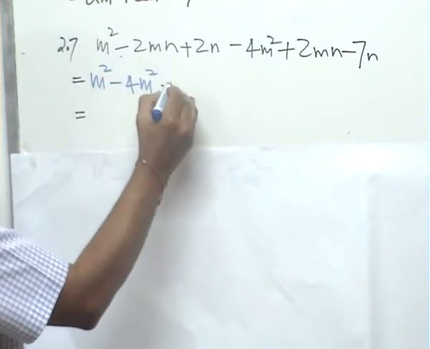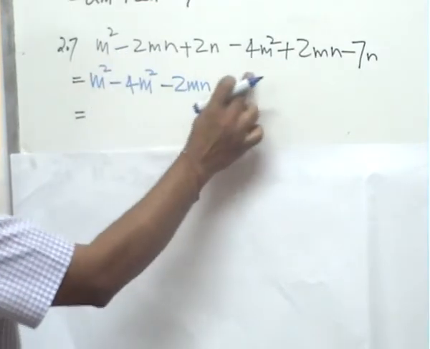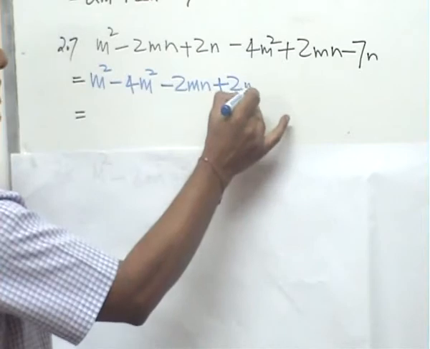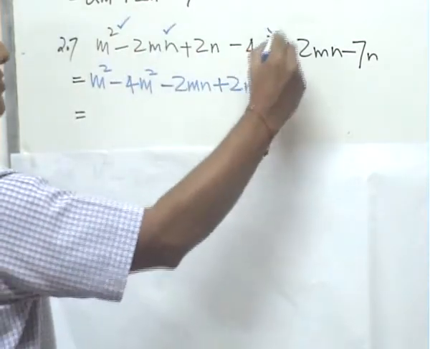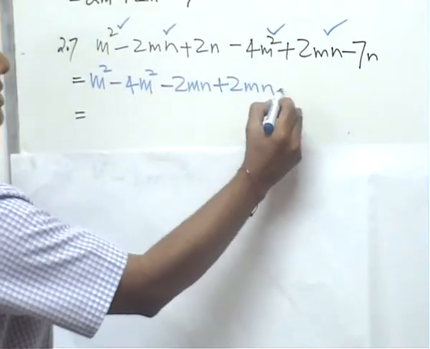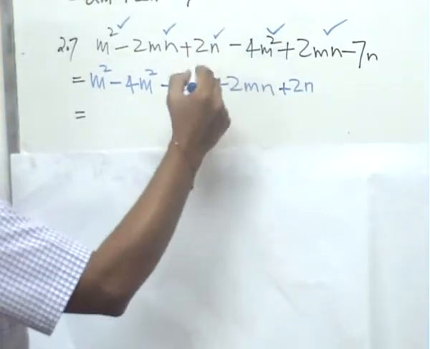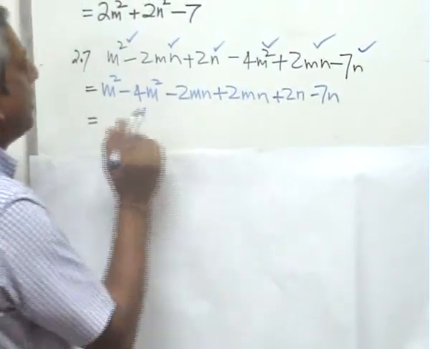In other words, bring the like terms one next to the other. Then this term is minus 2mn. There's minus 2mn. Then you look for another mn. There's another one here, plus 2mn. We finished looking for that. Then we've got plus 2n, so we write plus 2n here. Then we're looking for any more n. There it is here, minus 7n.